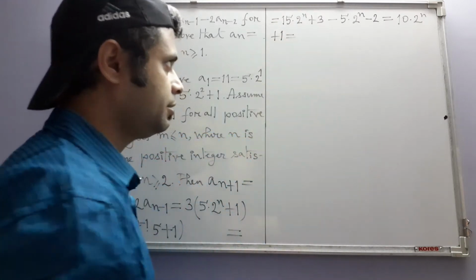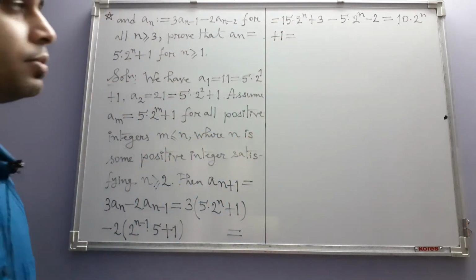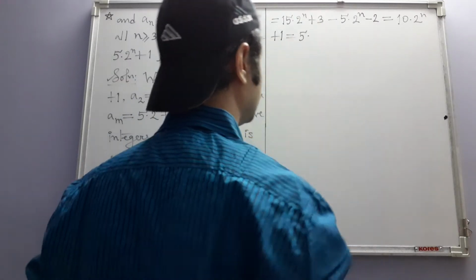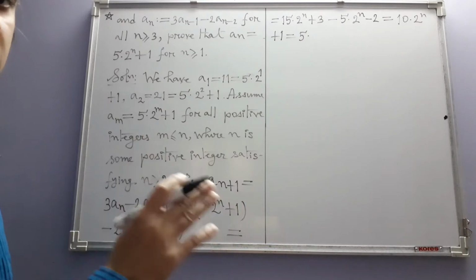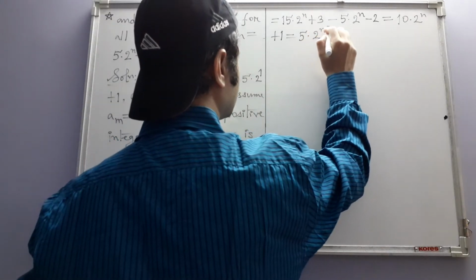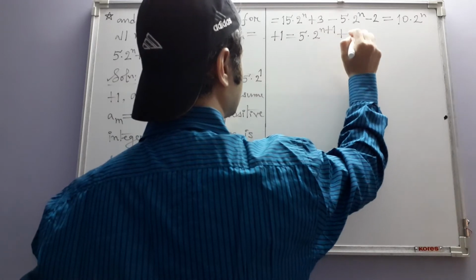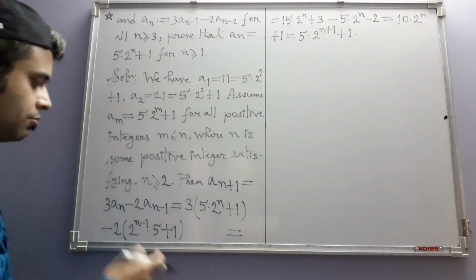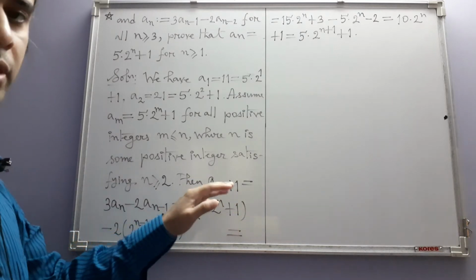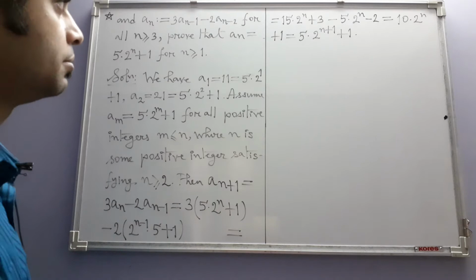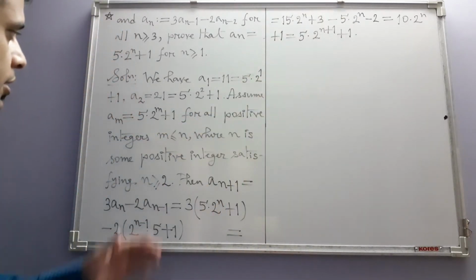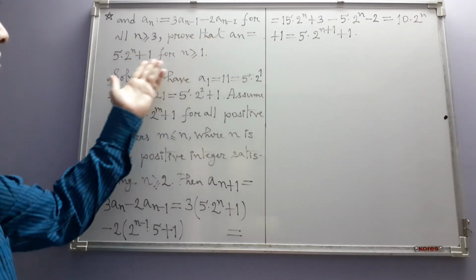but note that 10 is 2 times 5. So if you write it as 5 times 2, that 2 can be merged with 2 to the power n to give us this. So we see that yes, the formula is also true when in place of n we have n plus 1, because here we are having n plus 1 and the form of this expression is the same as this.